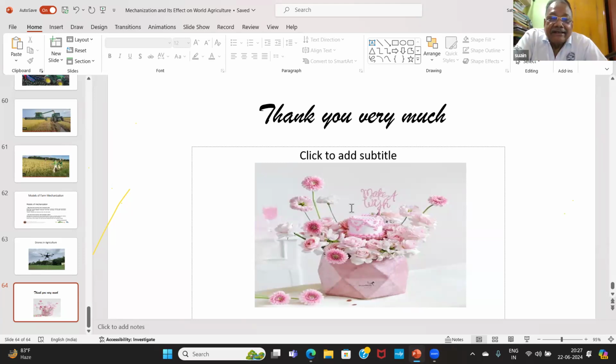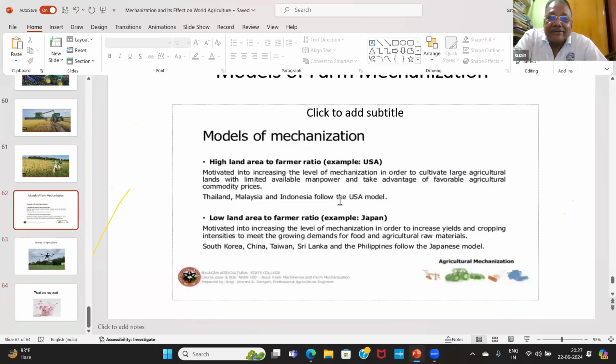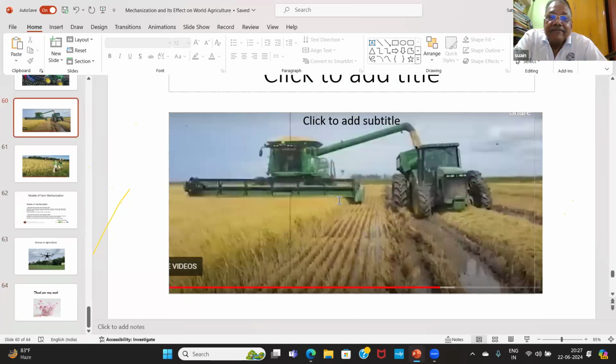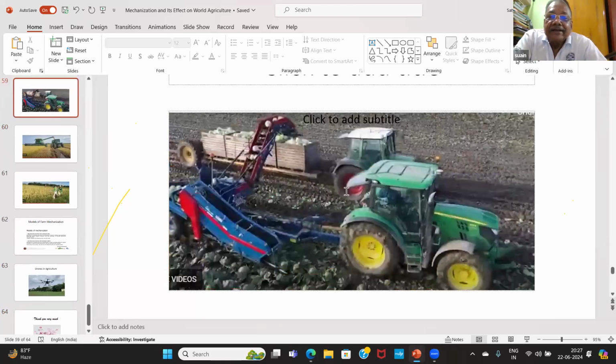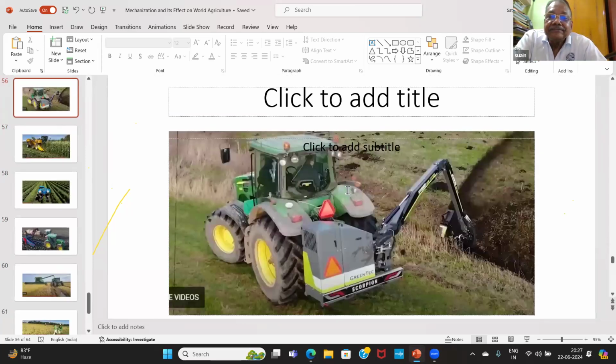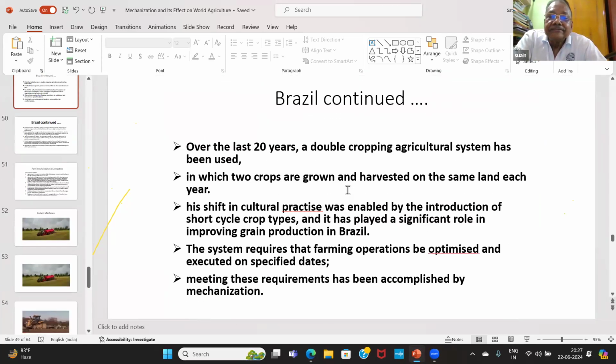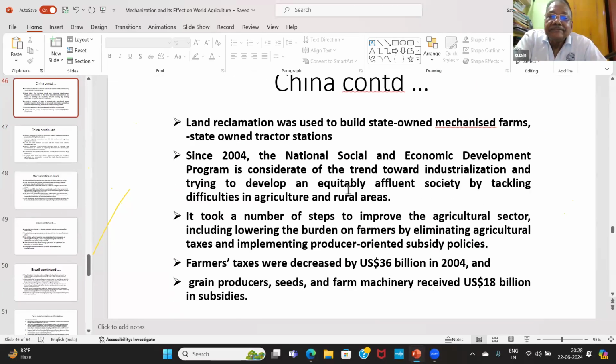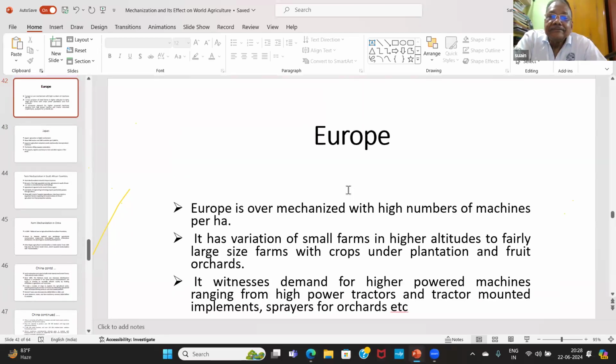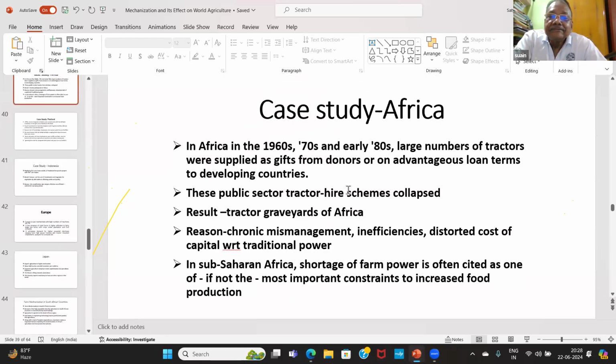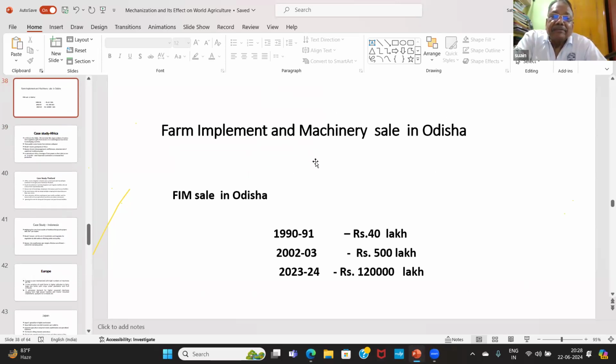I think, I'll just go back to one slide. Yes, farm implement machinery sale in Odisha. In 1991, it was 40 lakhs. So why was it 40 lakhs? There is a reason behind it: 50% subsidy by the central government.